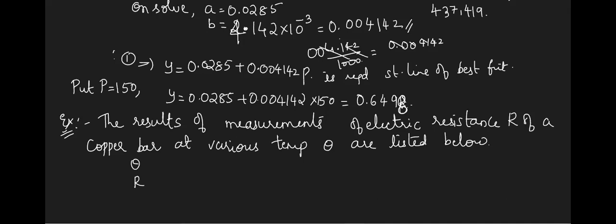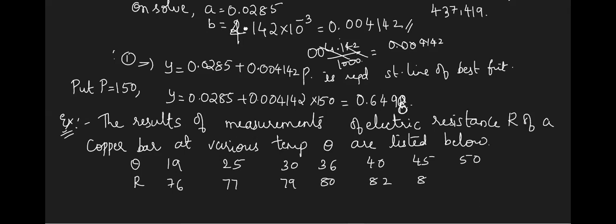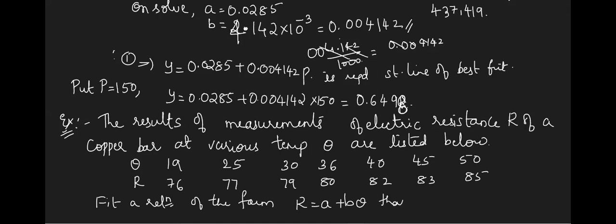Okay, so the values of theta and r are given. Theta is 19, 25, 30, 36, 40, 45, 50. Values of r are 76, 77, 79, 80, 82, 83, 85. Fit a relation of the form r equal to a plus b into theta that fits the data.